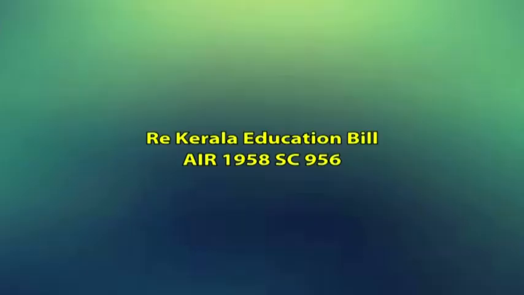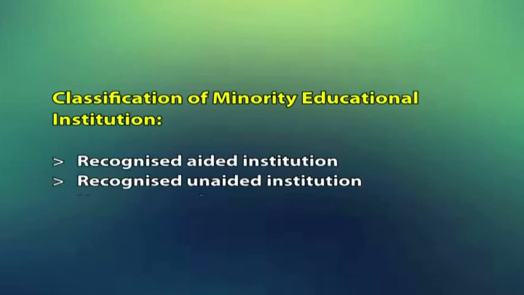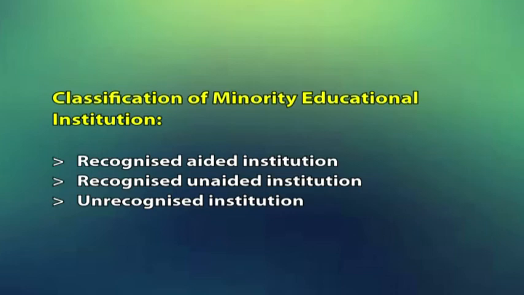Establish means coming into existence of an educational institution by the minority, and administer means day-to-day administration of the institution. The power of the administration has many facets like appointment of the teachers, admission of the students, choice of determination of language of educational institution, etc. The observation of the Supreme Court in the Kerala Education Bill, I quote, "The right conferred to minorities to administer educational institution of their choice is not an absolute right." Quote end. The minority educational institution can be classified into recognized aided institution, recognized unaided institution, unrecognized institutions. The unaided minority institution is also subject to regulation of the government.